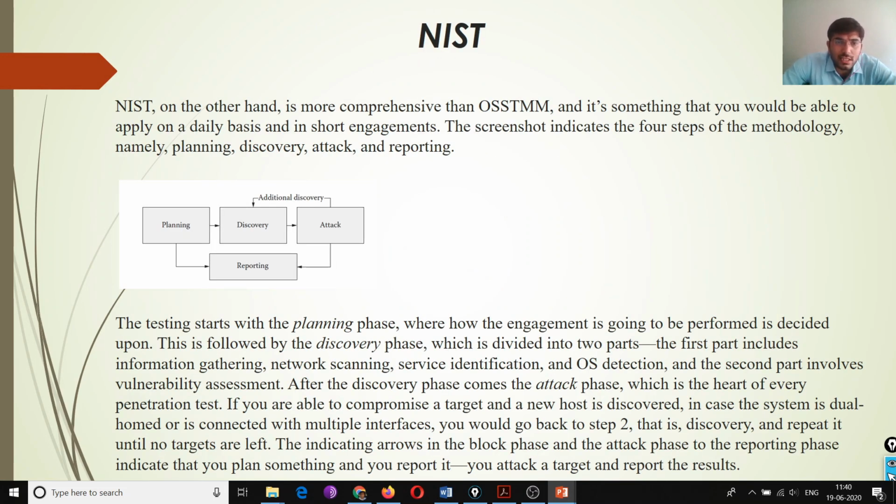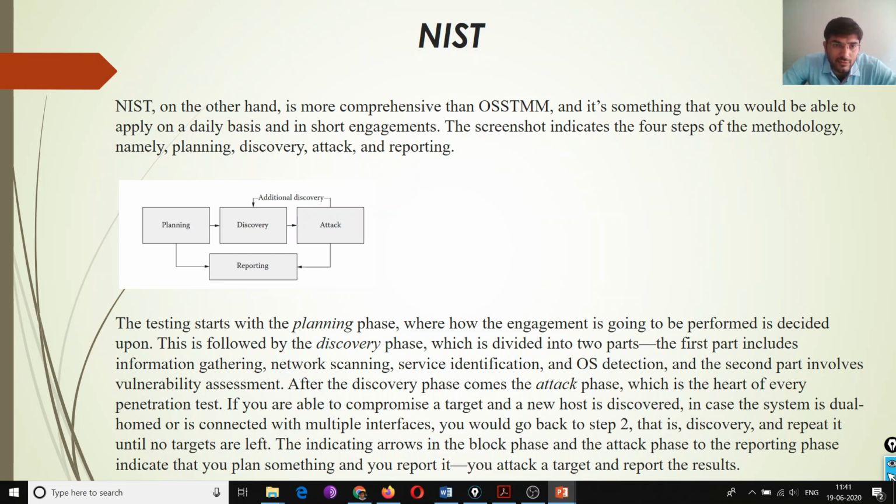So the second methodology is NIST. NIST, on the other hand, is more comprehensive than OSSTMM, and it's something that you wouldn't be able to apply on a daily basis, right? Because it's for short engagements. You can see it even in the diagram. The first phase is planning, right? Because we plan the penetration testing, like how we will do it, and accordingly what we need to do. The second step is discovery, right?